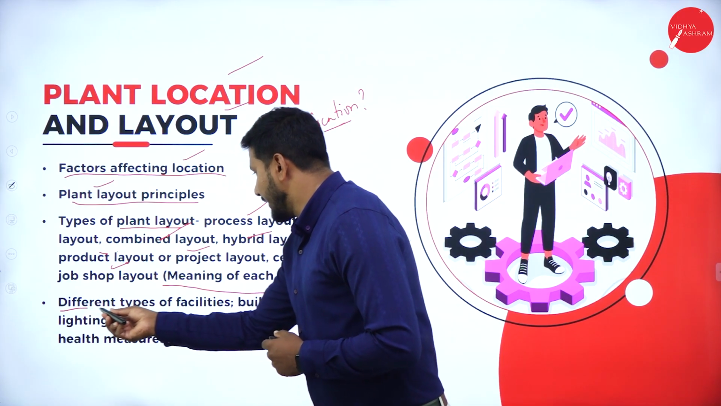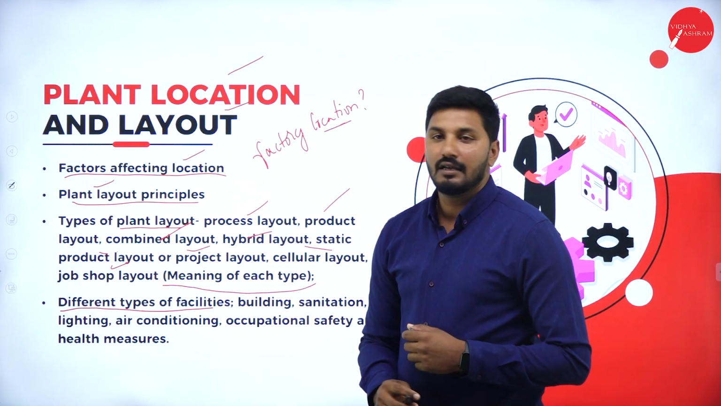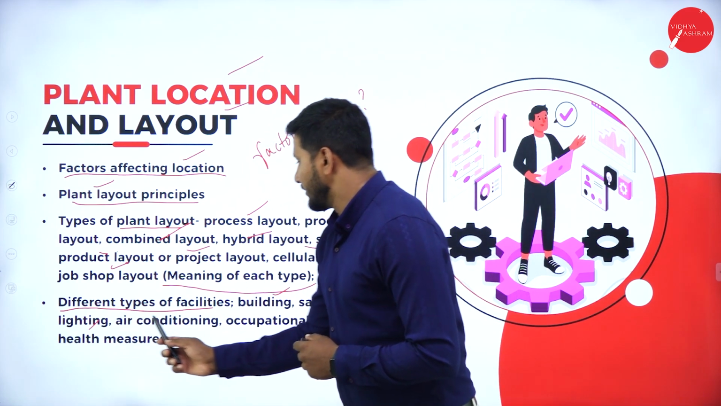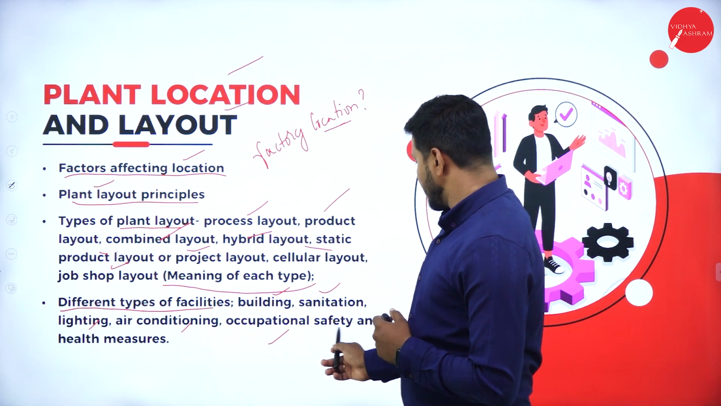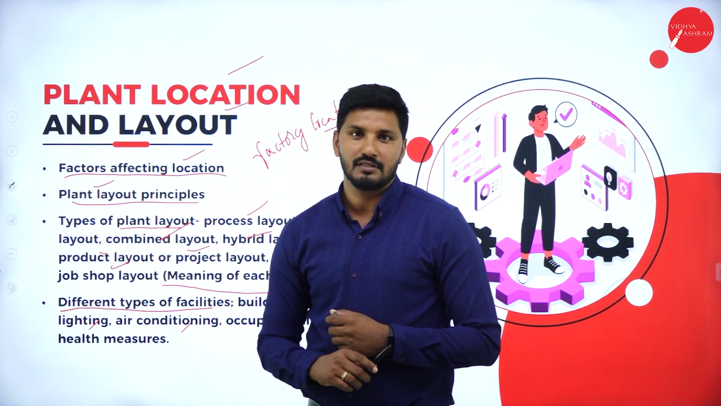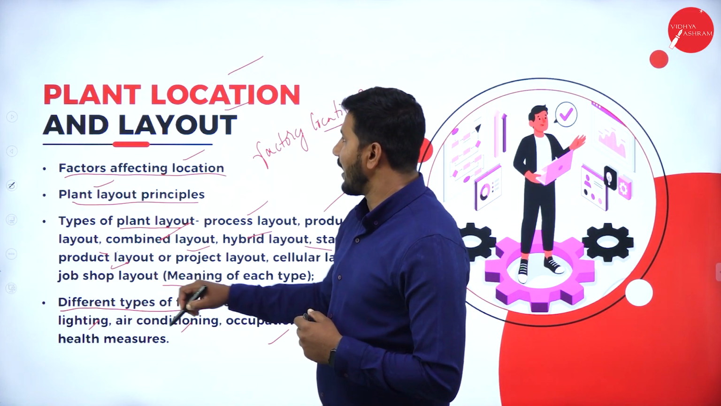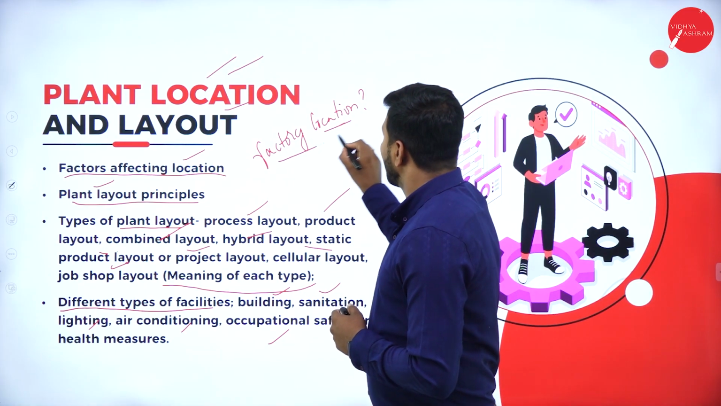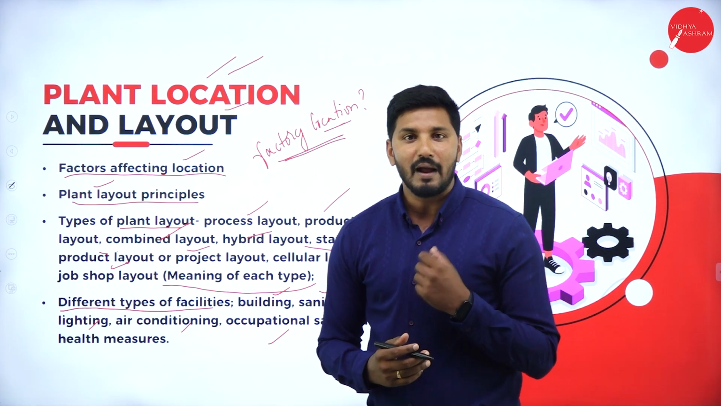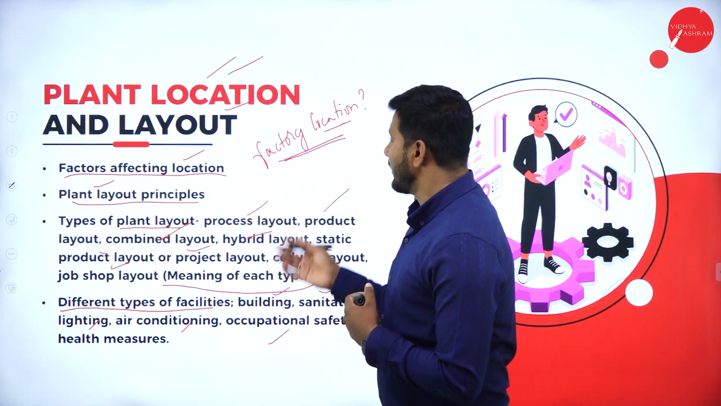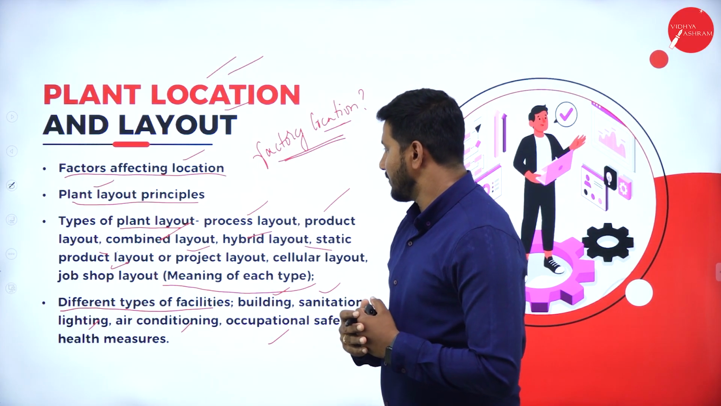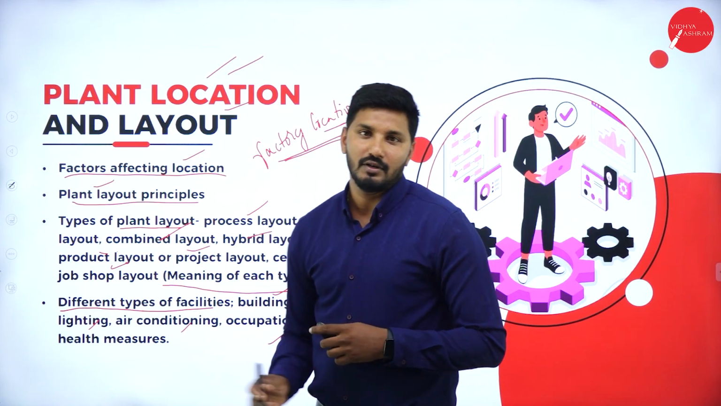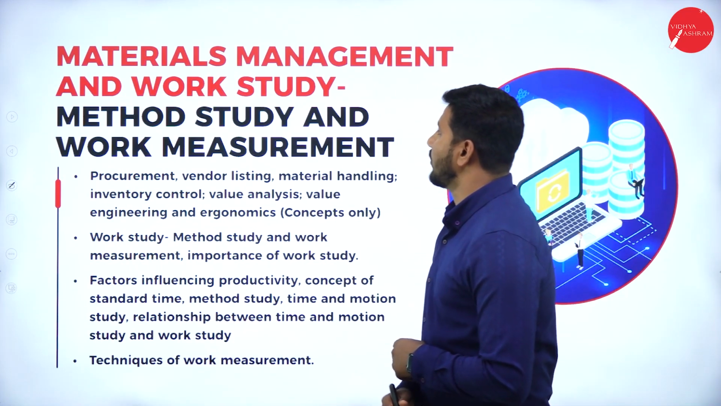And the different types of facilities regarding buildings, sanitation, lighting, AC, occupations, and safety and health measures. So these are all the major factors included in this third module. Basically, why factory location matters a lot, and how we have to arrange every machine in a particular factory, we'll get to know from this third module. Then move on to the fourth module.